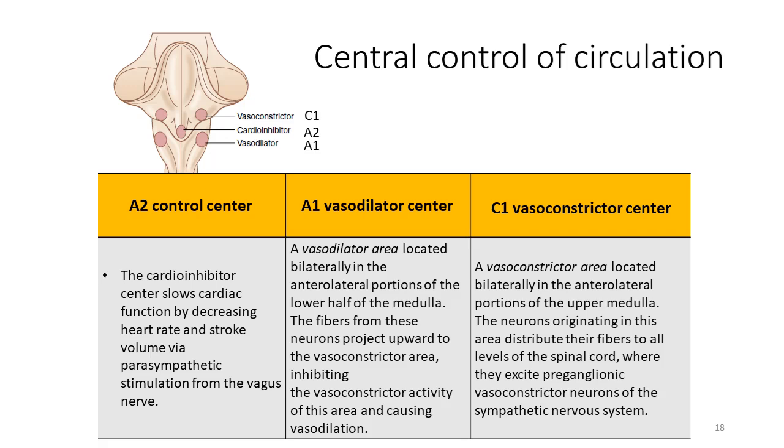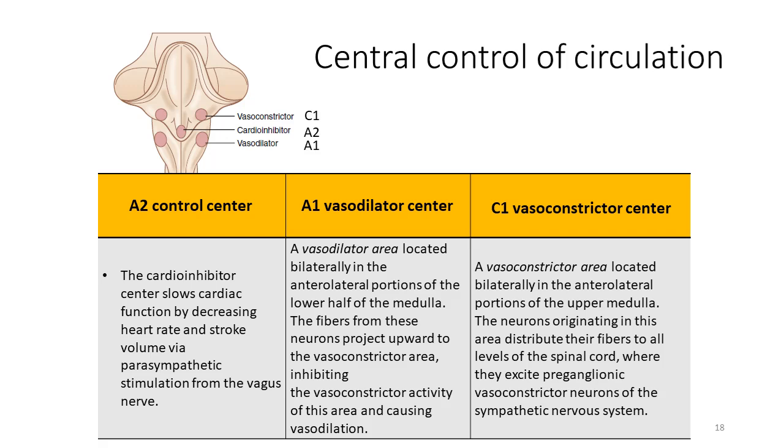Let's start with C1. C1 is a vasoconstrictor center, and it is located bilaterally in the anterolateral portion of the upper medulla, and neurons originating from here go to the spinal cord and excite preganglionic vasoconstrictor neurons of the sympathetic nervous system. So they act by activating the sympathetic nervous system.